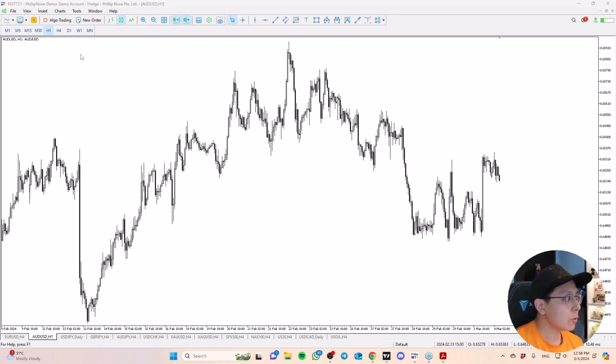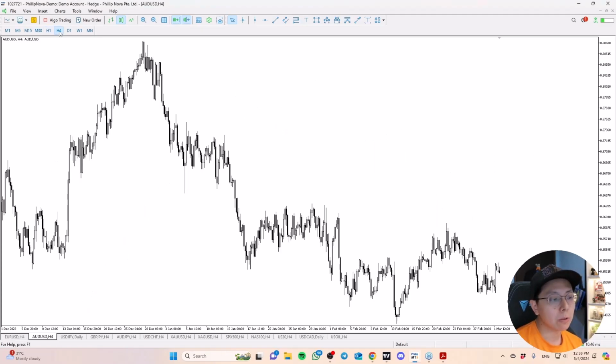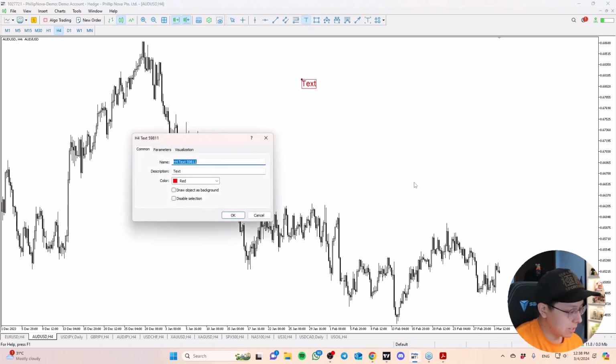Very quickly, let's walk through the steps on Aussie dollar to show you why I'm looking at this trade. First step, direction. Let me put this down.